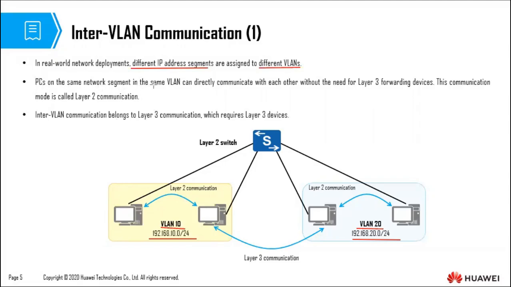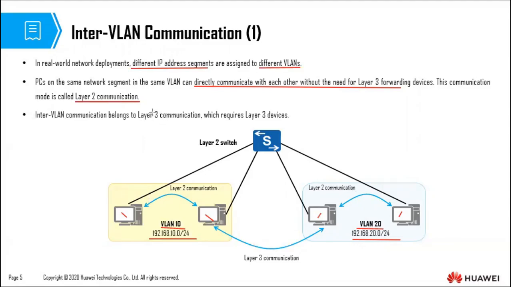PCs on the same network segment in the same VLAN can directly communicate with each other without the need of a layer 3 forwarding device. This kind of communication is referred to as layer 2 communication. So you're on the same VLAN, same network segment, so you are able to communicate. This PC here can communicate with this PC here. Similarly, this PC can communicate with this PC. They're on the same VLAN, same network segment. So you can't have a situation whereby you have VLAN 10, then you assign these PCs different IPs from different network segments. That one is not acceptable.